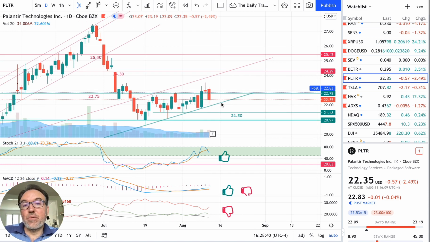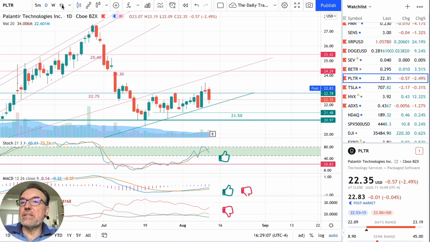We are still above our climbing support, so we are making higher lows. So basically the lows are getting higher. This is a definition of a bull trend. Well, a bull trend also has the highs going higher. In this case, the high of today was lower than the high of yesterday. We are in this channel.